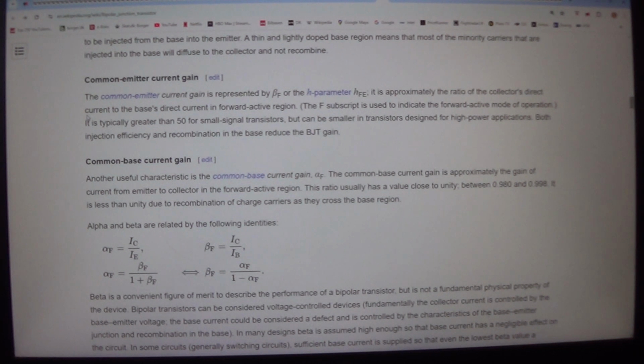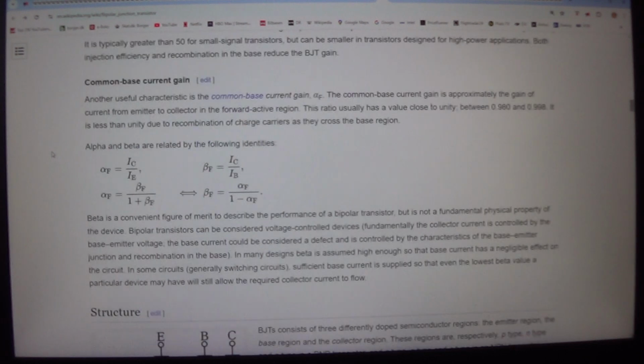The F subscript is used to indicate the forward active mode of operation. It is typically greater than 50 for small signal transistors, but can be smaller in transistors designed for high power applications. Both injection efficiency and recombination in the base reduce the BJT gain. Common base current gain.